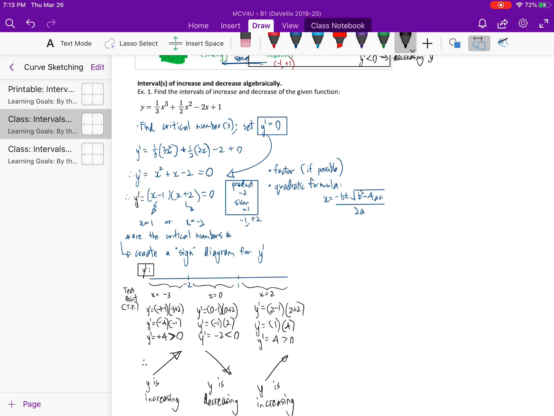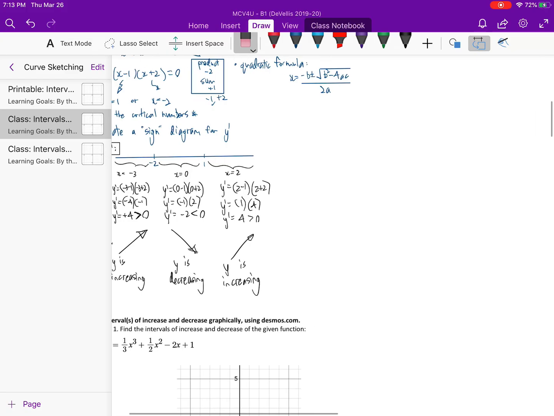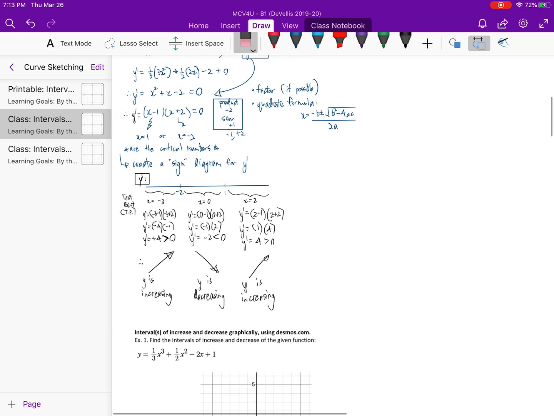So the question asked, give the intervals of increase and decrease. Intervals are from negative infinity to, let's make a little room here. Let's just tidy this up. Let's go over here maybe. Therefore, intervals of increase.